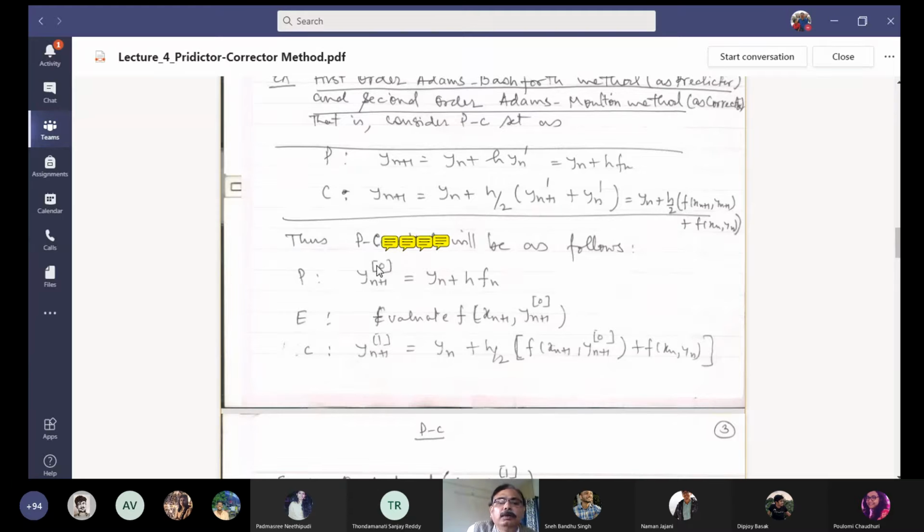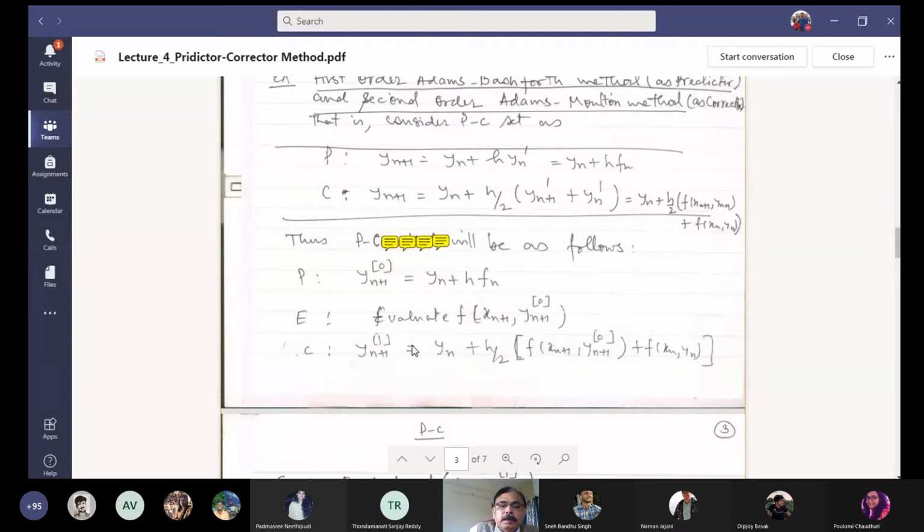Yn plus 1, 0. This means the value of yn plus 1 will first be found using your explicit method, which is given as the predictor method. That's the reason P is written here. So yn plus 1, 0 is yn plus h times fn. For example, if we want y1, 0, this will be y0 plus h into f0. The right hand side we can evaluate, and so we get that y1, 0. So y1, 0 can be predicted from this explicit method.